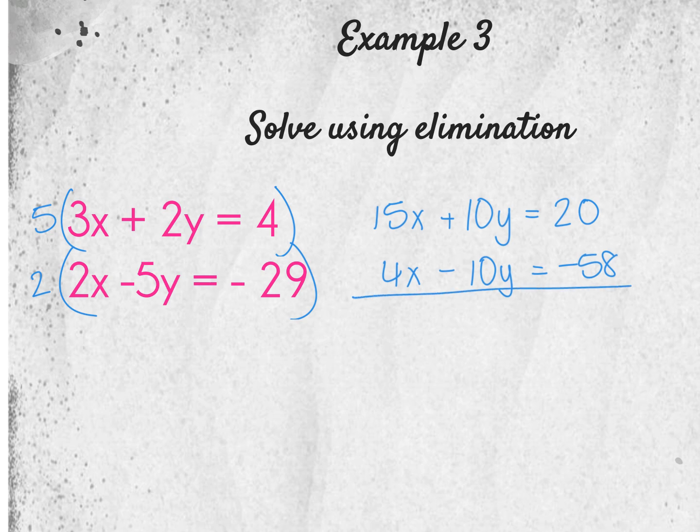Now I can go ahead and cancel out. My y's are going to cancel out. I eliminated. And then just combine like terms. I'm going to get 19x equals negative 38. Divide both sides by 19. X is going to equal a negative 2.